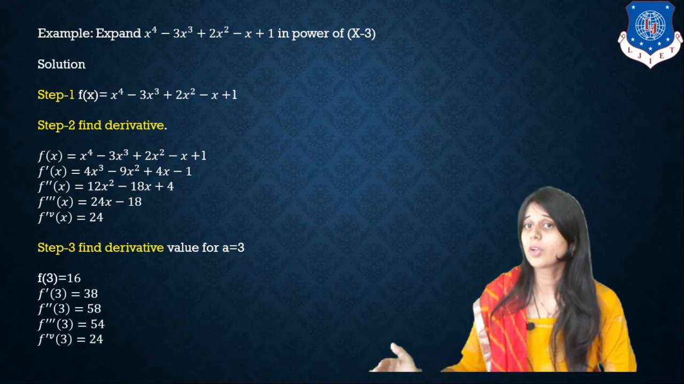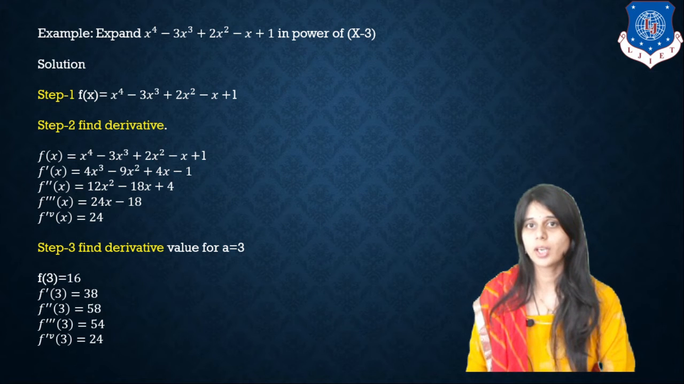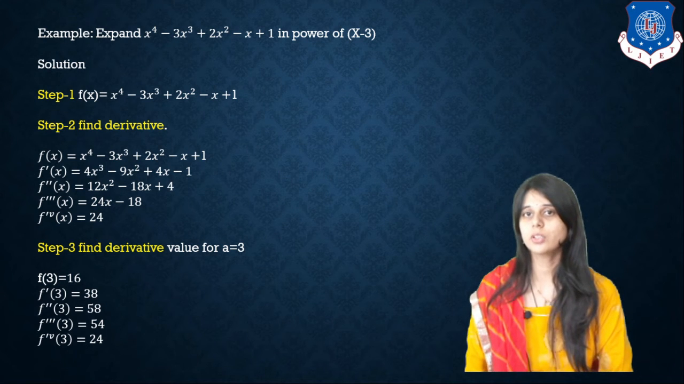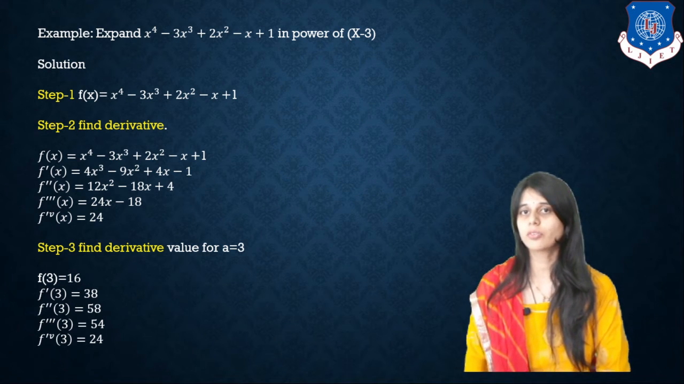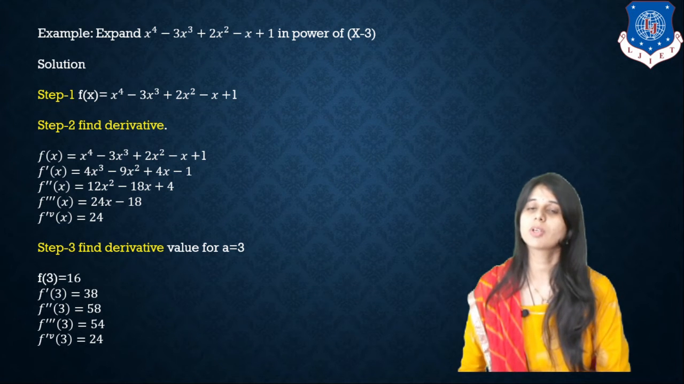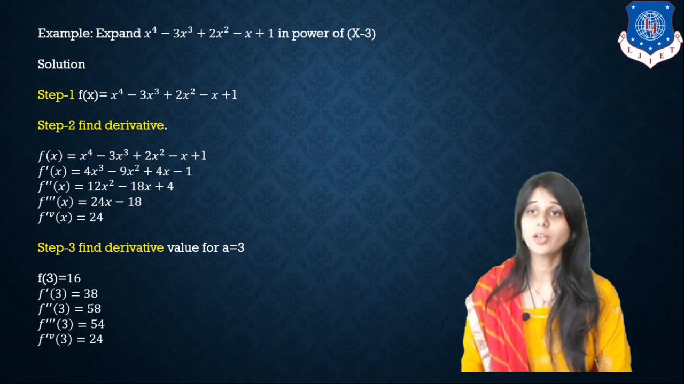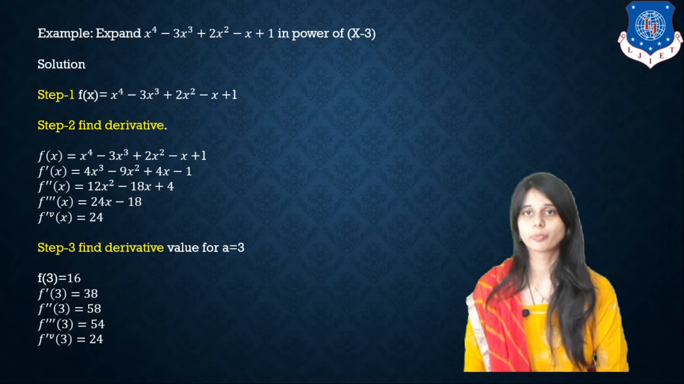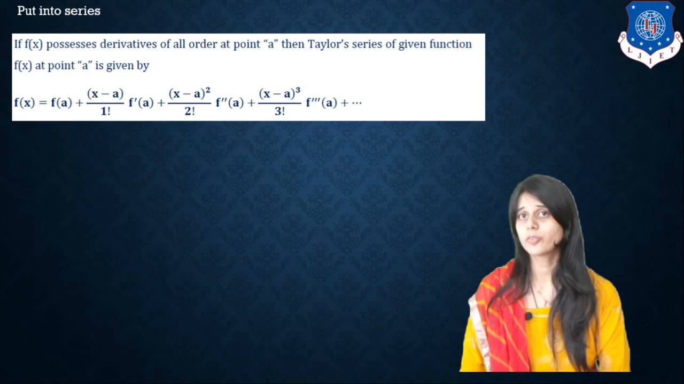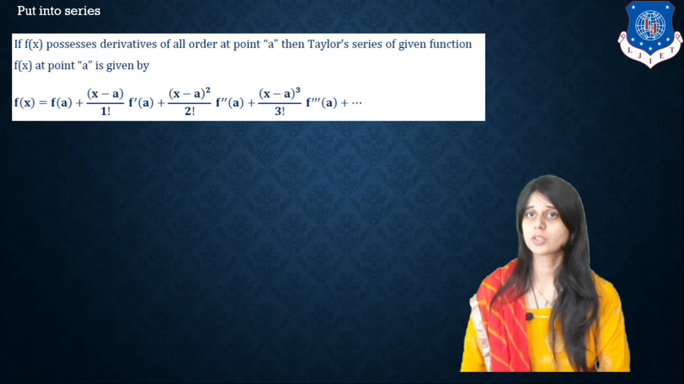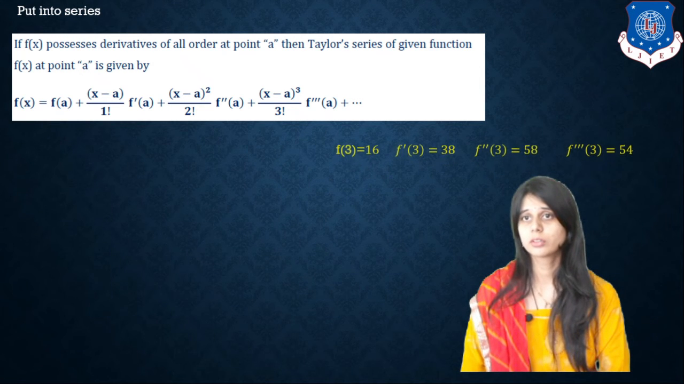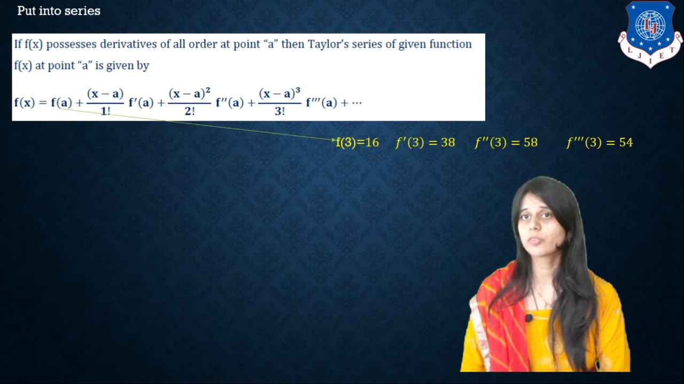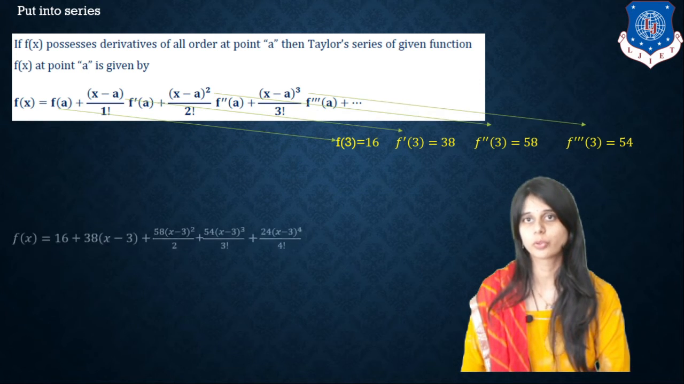Find the derivative at the value of a equal to 3. We get f of 3 equal to 16, f dash 3 equal to 38, f double dash 3 equal to 58, and f triple dash 3 equal to 54. And f raised to 4 is 24. So, put into this series f of a, x minus a, f dash a, x minus a whole square. What is a? a equal to 3. So we get f of 3 equal to 16, f dash 3 equal to 38, f double dash 3 equal to 58, and f triple dash equal to 54.